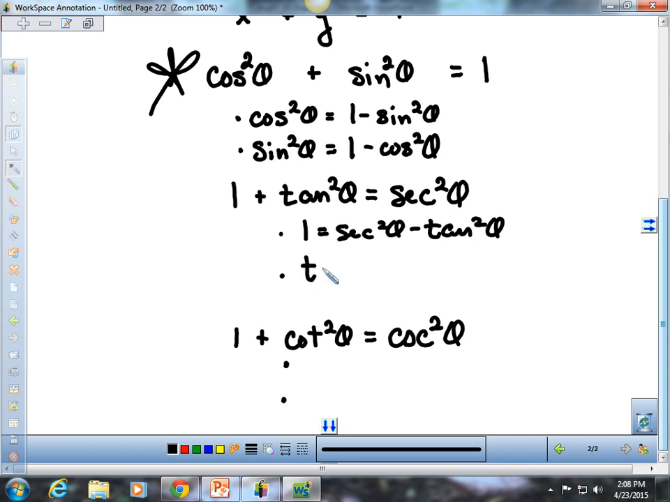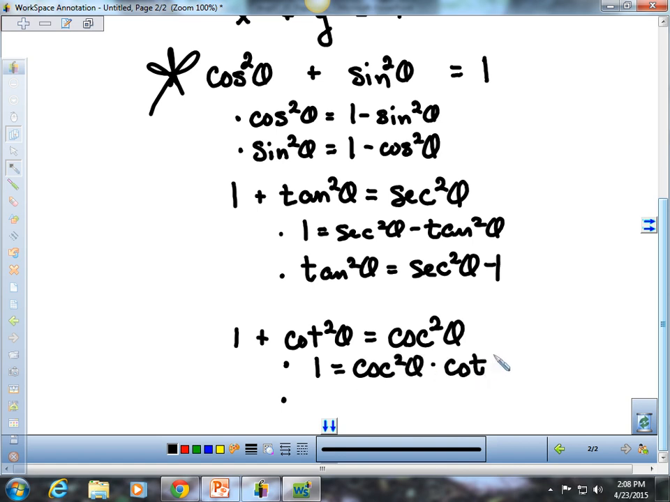Okay. Right now I could have that 1 is equal to secant squared minus tangent squared, or that tangent squared is equal to secant squared minus 1. 1 is equal to cosecant squared minus cotangent squared, or cotangent squared is equal to cosecant squared minus 1. How many Pythagorean identities do we have right there then? 9.